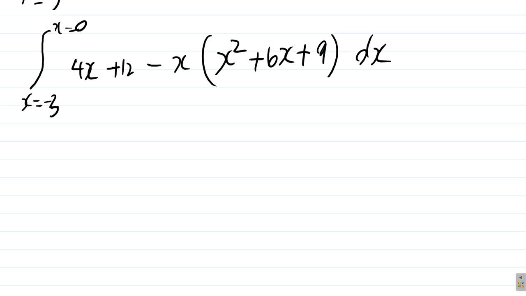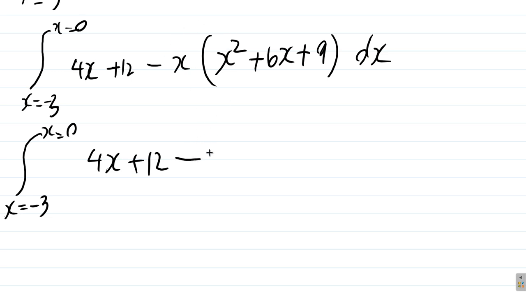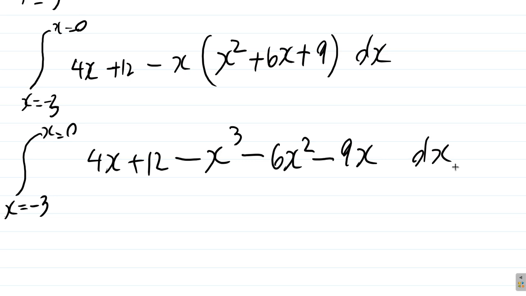But have the x to multiply it out again. So you have the integral from x equal negative 3 to x equal 0 of half times 4x plus 12, now it's going to be minus x times x squared is x cubed, minus x times 6x is going to be minus 6x squared, minus x times 9 is minus 9x, dx.